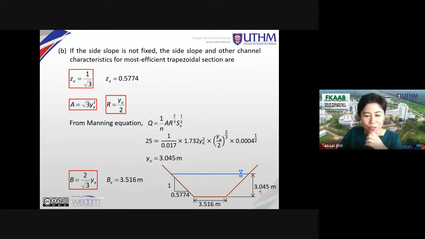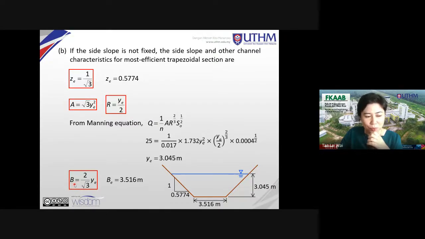Of course, we are not going to build exactly at the depth of flow. We are going to allow some freeboard so that it won't overflow, so we are going to extend it and increase the depth of the channel. Once you know the depth of flow is 3.045, you can add some freeboard. It depends on how much freeboard you want to provide.